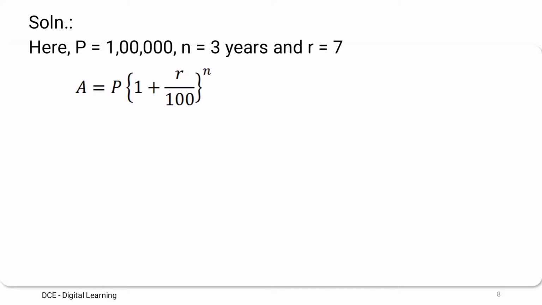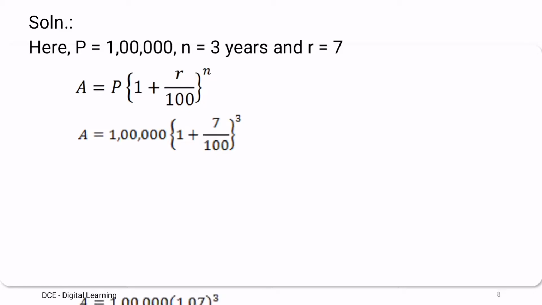So A equals P into bracket 1 plus R divided by 100 raised to N. So A equals 1 lakh into bracket 1 plus 7 divided by 100 raised to 3. So A equals 1 lakh into bracket 1 plus 7 divided by 100. 7 divided by 100 is 0.07, plus 1 is 1.07 raised to 3.